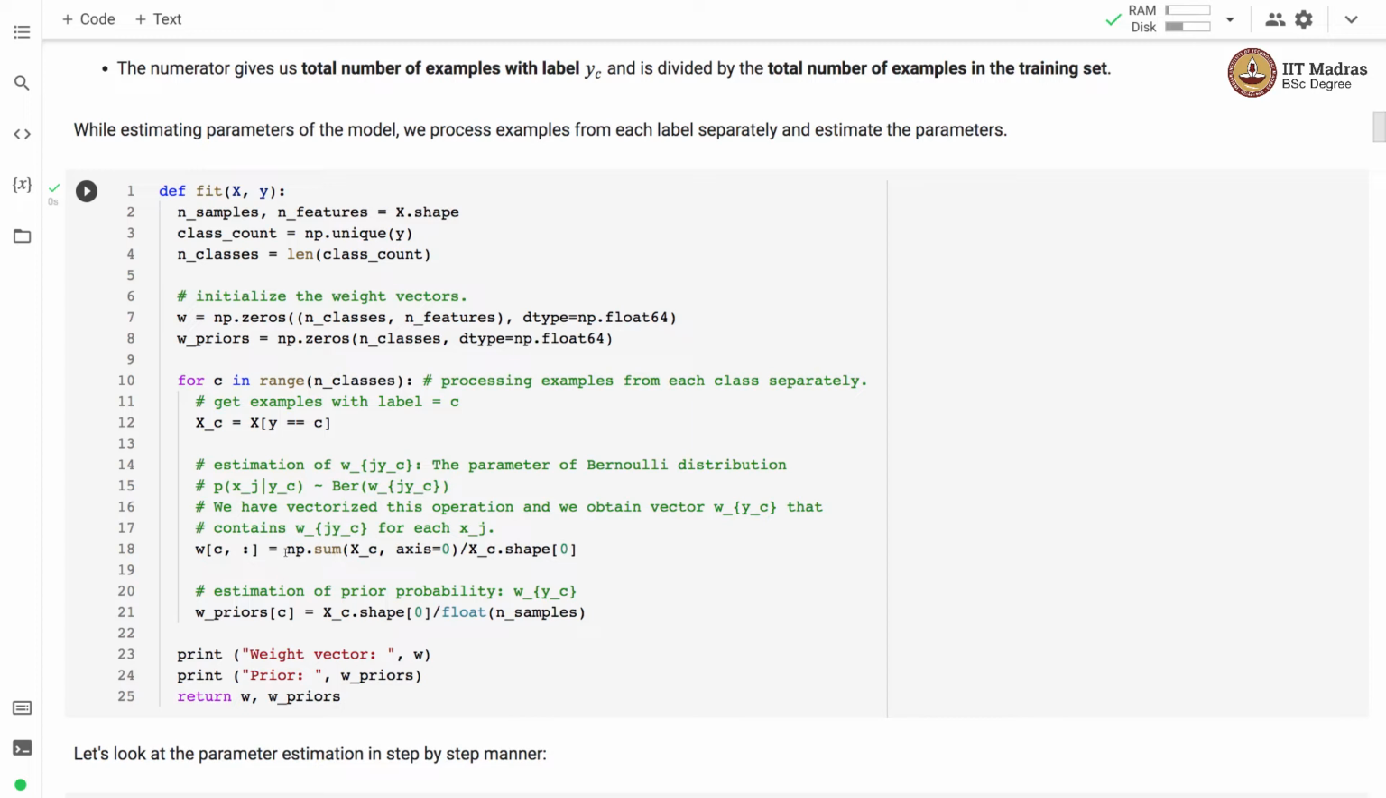So what we do is we calculate the summation of different features, and we divide that summation by the total number of examples in class C, and that's how we get the parameter vector W, which has the parameters of m Bernoulli distributions for class C. And then we also estimate the prior probabilities, where we take a ratio of the total number of examples with label C and the total number of examples in the training set. So this is how we get W and W priors.